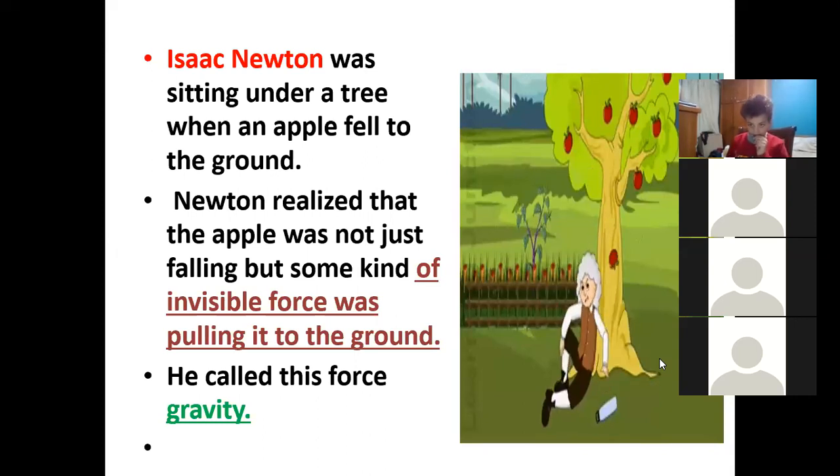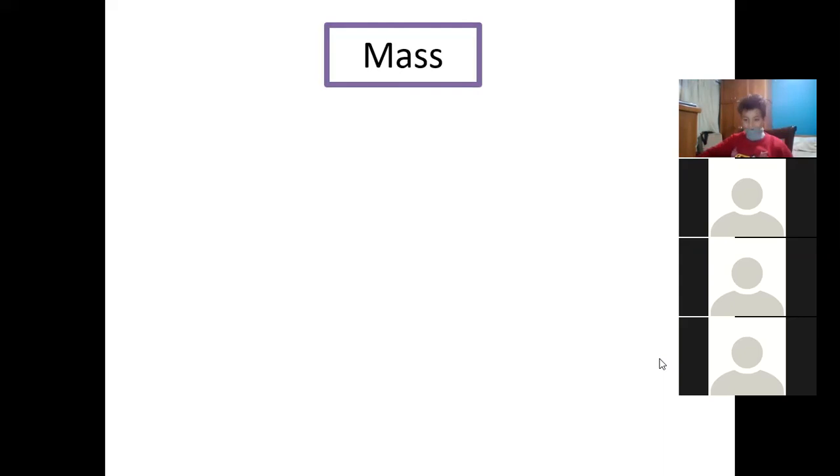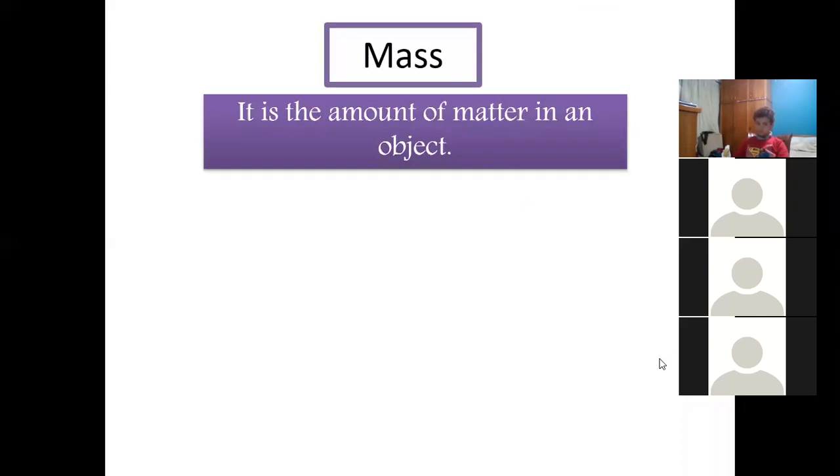Now, in order to understand more the effect of gravity on us, we will learn about two words. Those two words, we always get confused between them. The first word is the mass, and the second word is the weight. There is a big difference between both of them. Now, the mass is how much matter is inside an object.